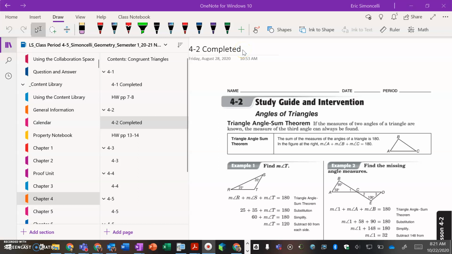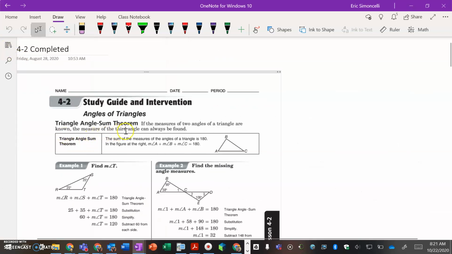Hello students, and welcome to section 4-2, Angles of Triangles. To start today, we'll be taking a look at the Triangle Angle Sum Theorem.